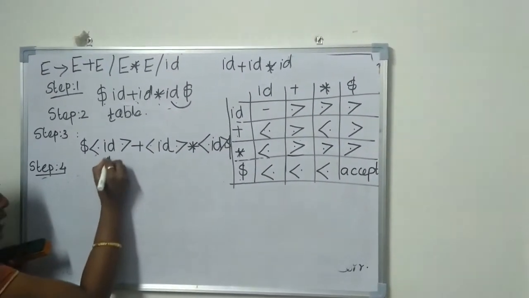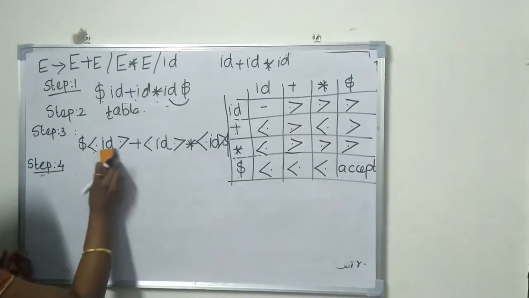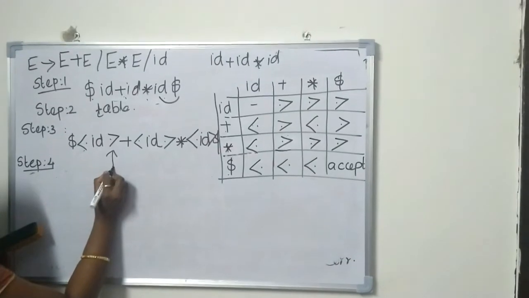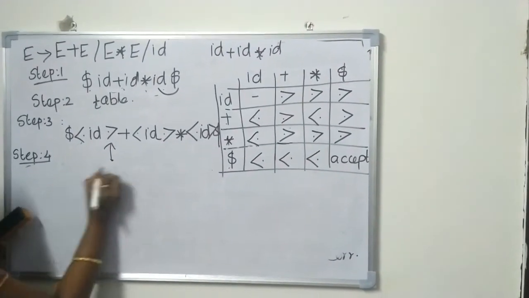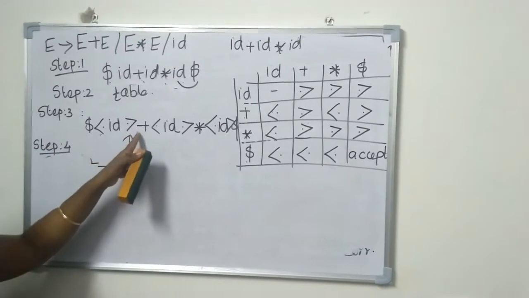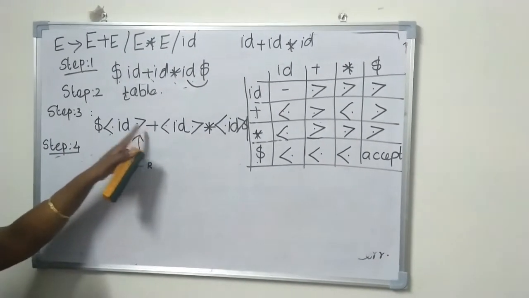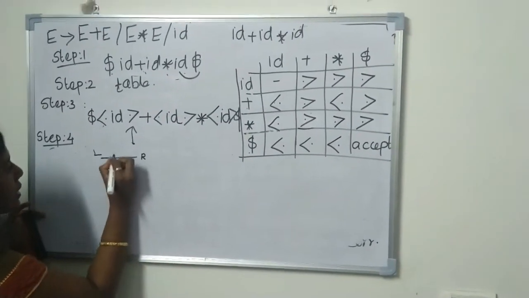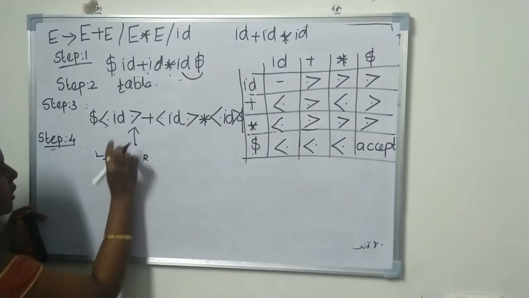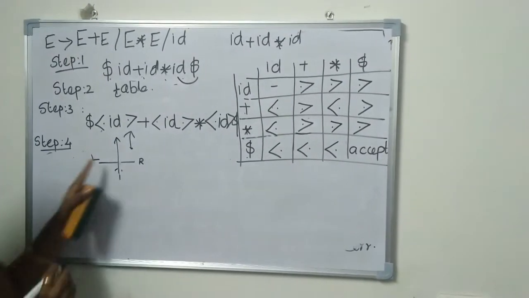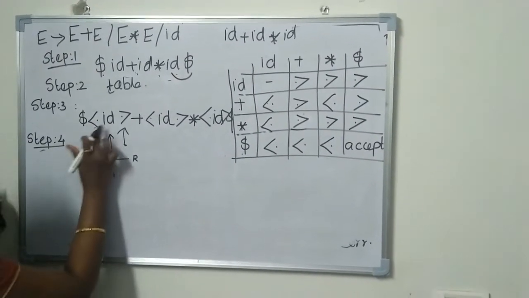Here it is id. Now again I will move to this position. Here it is greater than symbol. So once I find the greater than symbol, I started left to right. When I found this greater than symbol, I will be scanning right to left. Now again I will scan this id, and this id, and this id. There is no less than symbol.